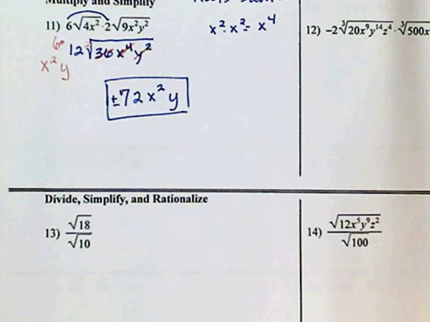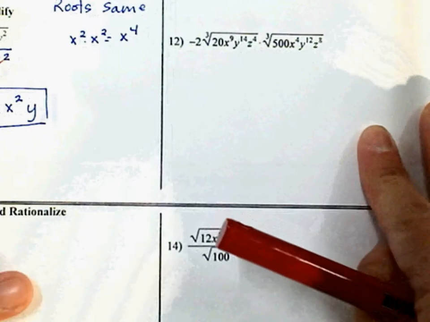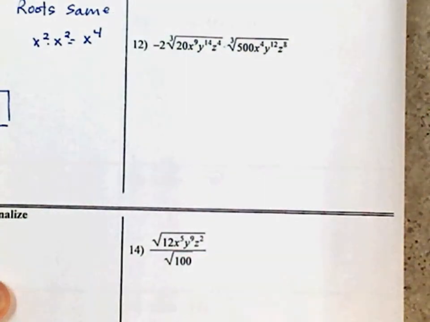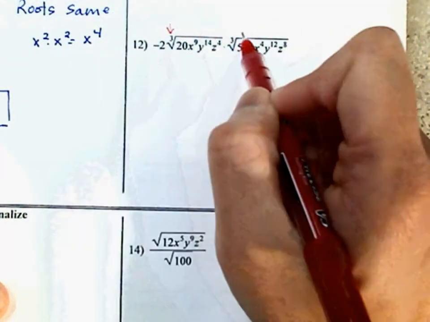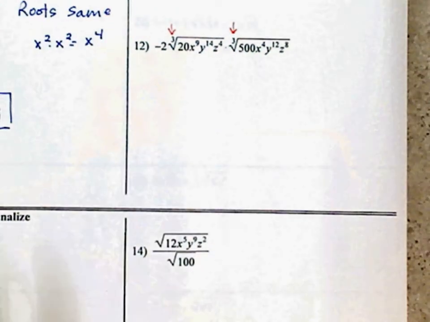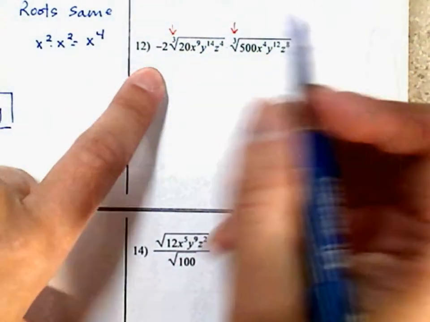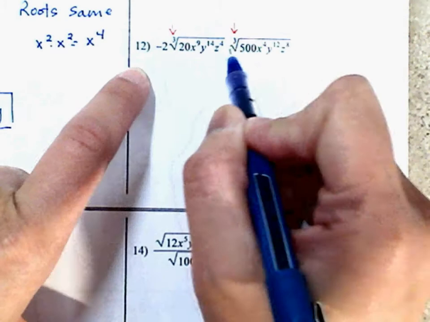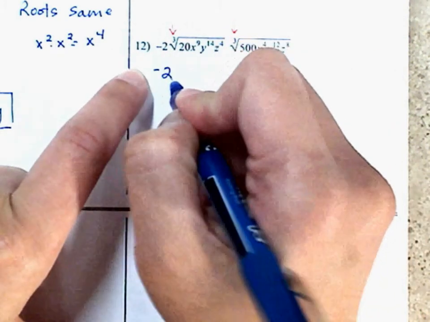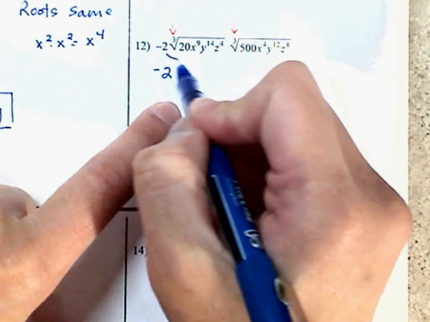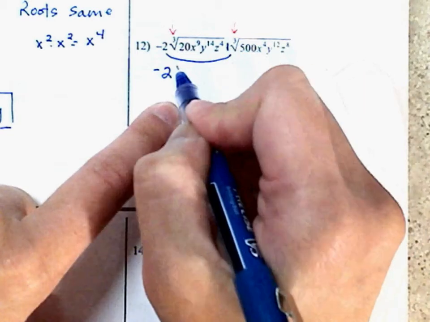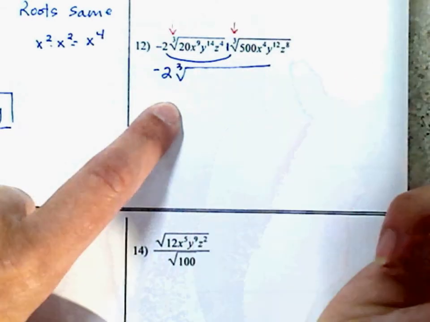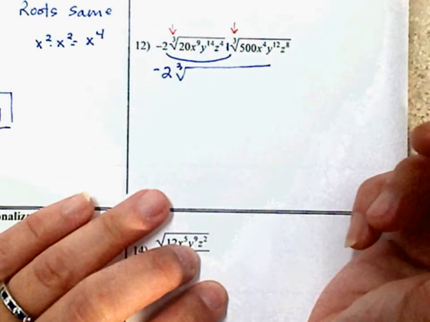Number 12. Here we go. Check out your roots. Are they the same? Both of them are cube root, so you can multiply them together, okay? All right. 2 times negative 1 is negative 2. There's an understood one here. Draw your cube root, okay? You could simplify first if you want.